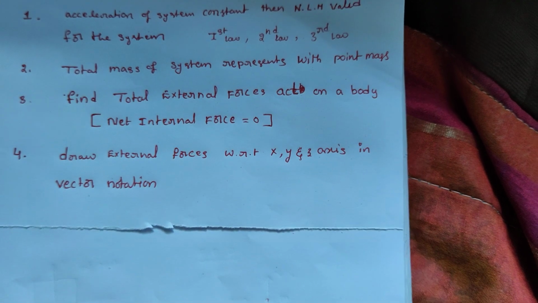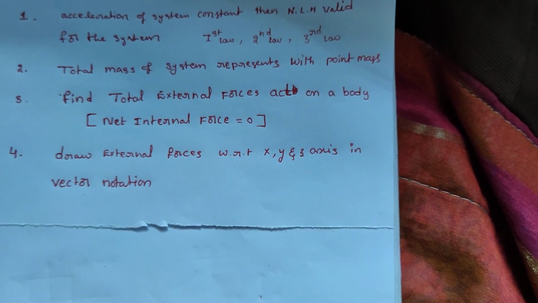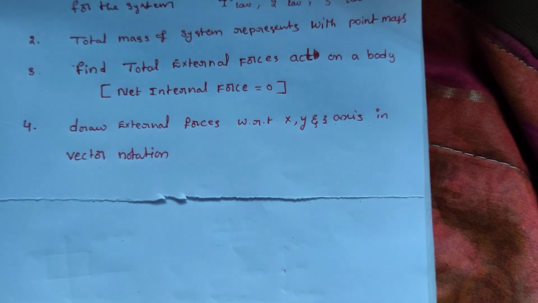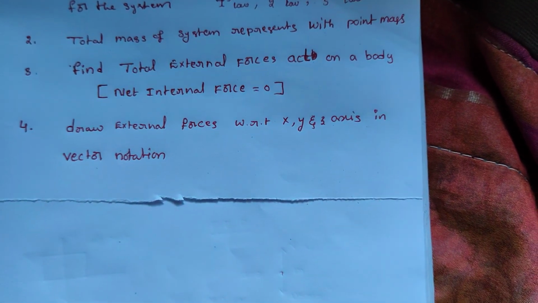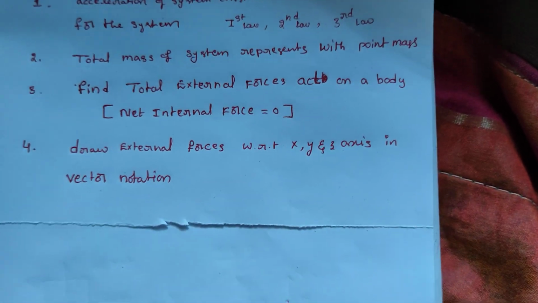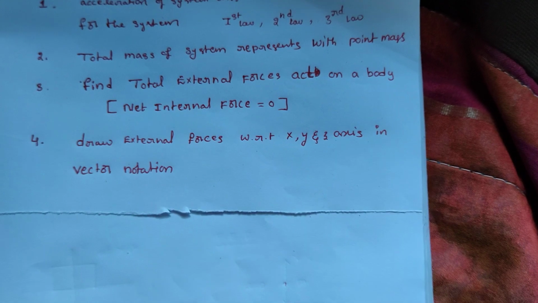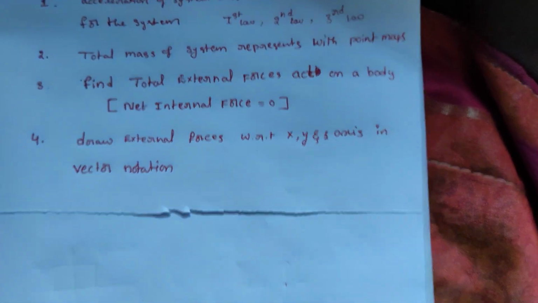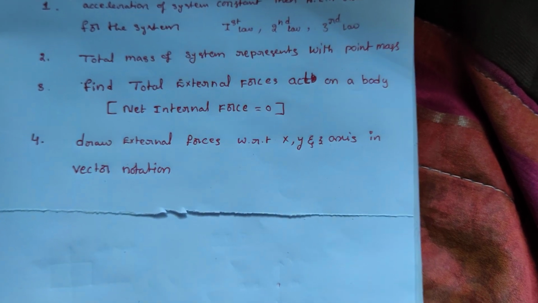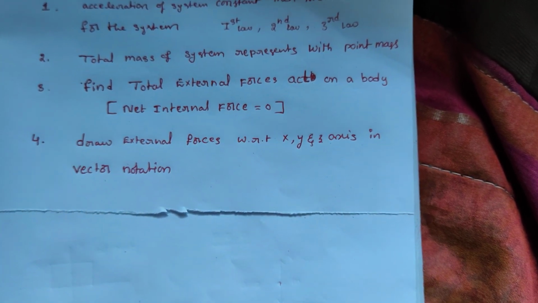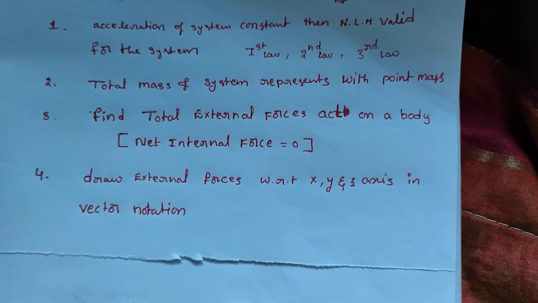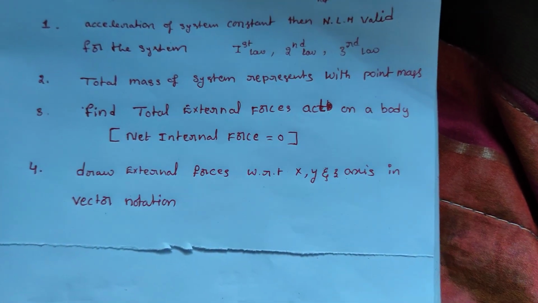Next, find the total external forces acting on the body. How many external forces are acting on the body? We have to identify and represent those external forces with respect to x, y and z axis in vector notation. It is the fourth point. What is the reason? Force is a vector quantity. Due to that reason, we have to represent all the forces with respect to x, y and z axis in vector notation. These four steps we have to follow for drawing the free body diagram of the body.